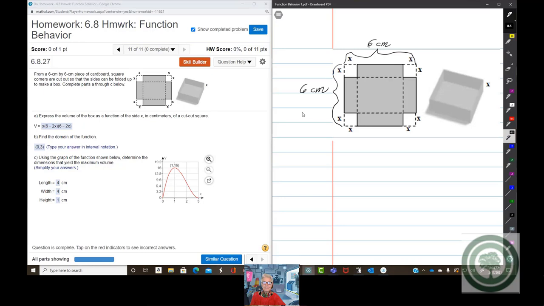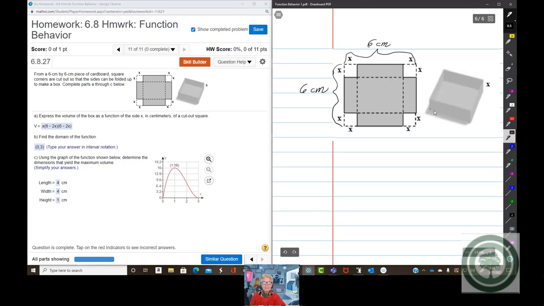Now it says corners are cut out of the sides and you can fold up the box. And what we're finally going to be asked at the end is to determine the dimensions that yield the maximum volume. So we're going to have to maximize. Let's see.